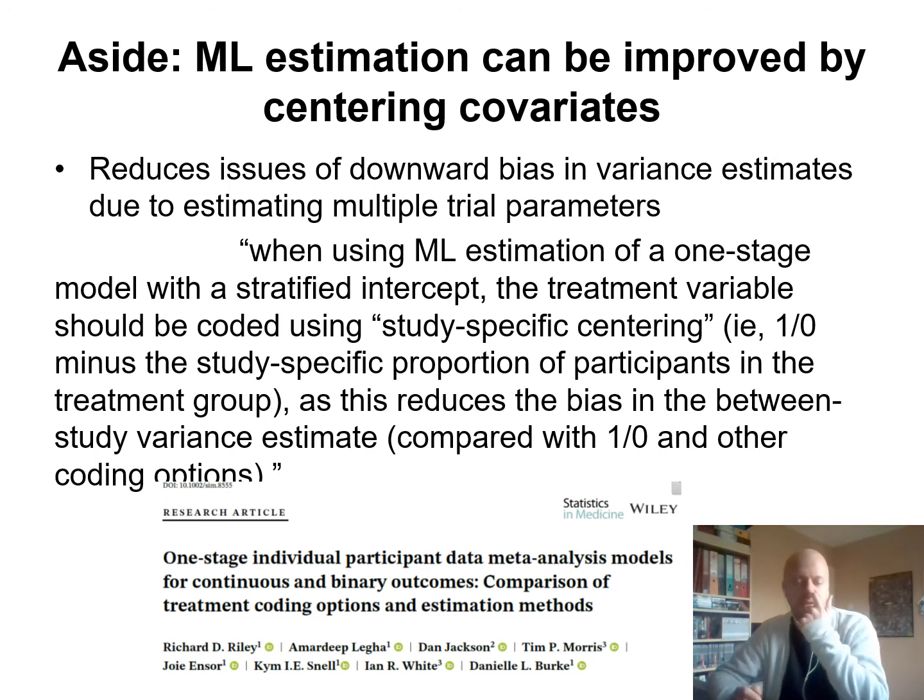We say when using maximum likelihood estimation of a 1-stage model with a stratified intercept, the treatment variable should be coded using study-specific centering, as this reduces the bias in the between study variance estimate compared to using a 1-0 coding and other coding options. Okay, so this is something that might blow your mind, but it's related to the fact that you're disentangling the other parameters from your estimation of your variance term.